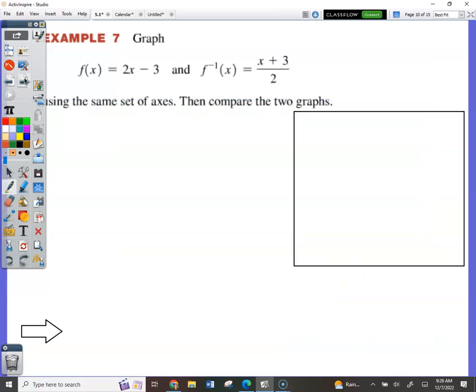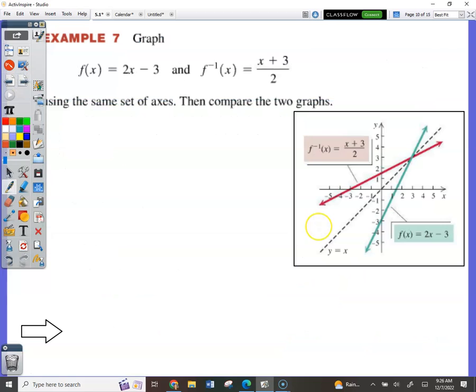All right, look at this example. Did I copy the graph for you? We have f of x equals 2x minus 3, and then we have f inverse of x equals x plus 3 over 2. These are the two equations we just did. It says graph it using the same axes and then compare. I already graphed it for you. It's right here. Notice the original is the green, the inverse is the red, and once again they have that nice symmetry over the line y equals x, right?